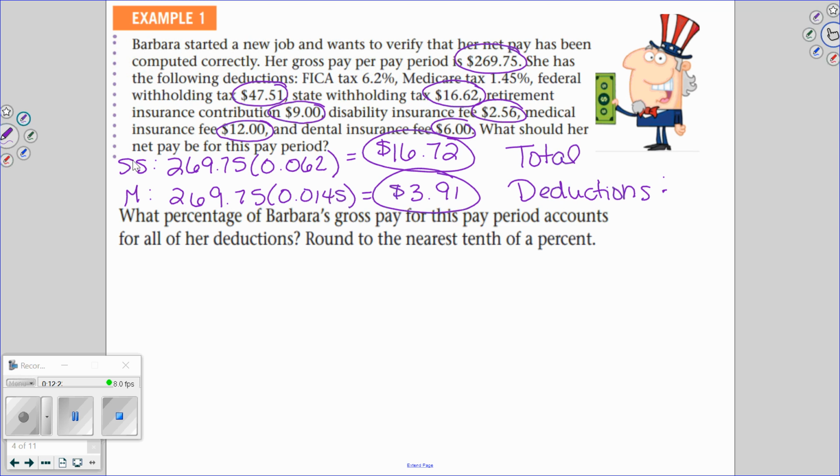Tyler. That's what I have. 114.32. Yep, we just added up to figure out all of her deductions first. So $114.32. I just added up the Social Security, the Medicare, and then all of those other amounts that are listed up there.